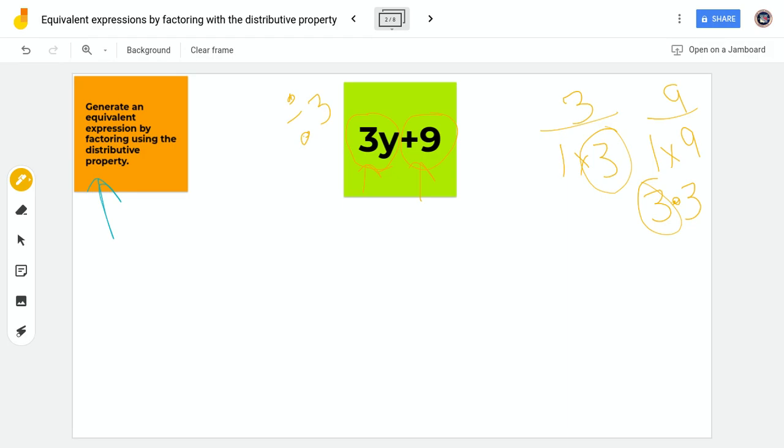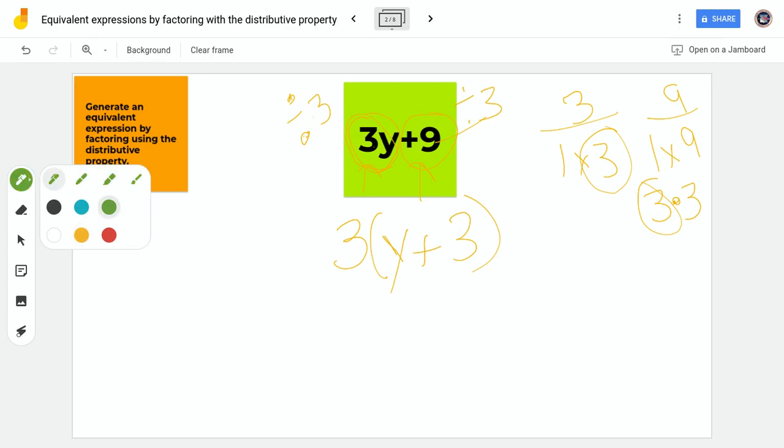Okay, so I will factor out or divide both sides by 3. Well, if I take this first term and I do 3 divided by 3, I'm left with 1y. I'm going to get rid of that 1. There it is, 1y. Plus 9, I'm going to divide this in my head by 3. 9 divided by 3, I get 3. And there we have an equivalent expression.